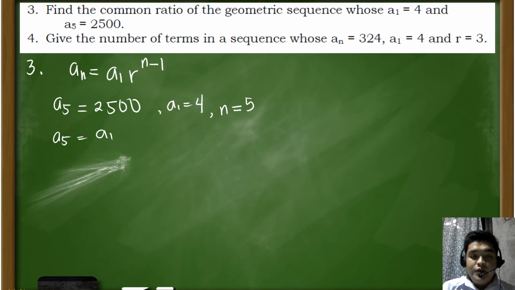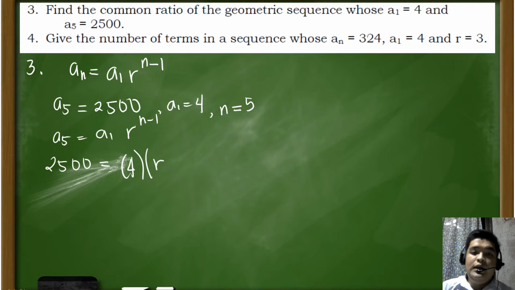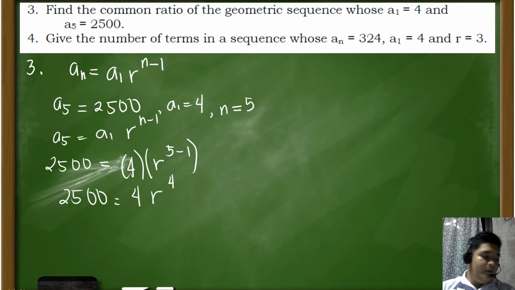Okay. So r to the power of n minus 1. So a sub 5 is 2,500 equals a sub 1, which is 4, times r to the power of n, which is 5 minus 1. So this is 2,500 equals 4 times r to the power of 4. Okay. So what should we do?